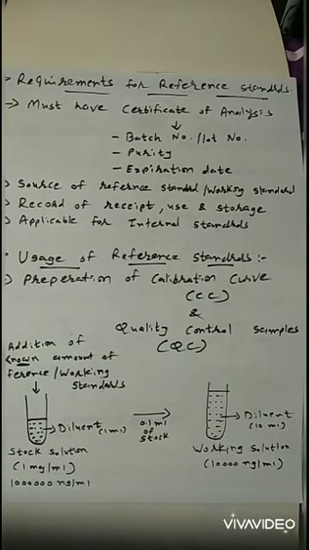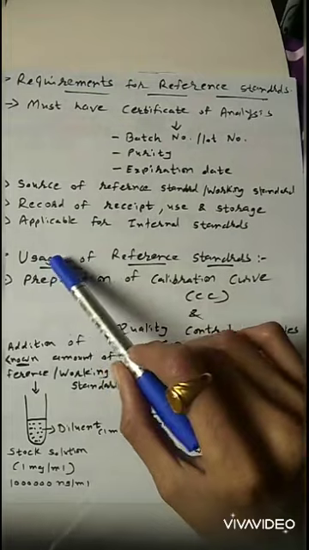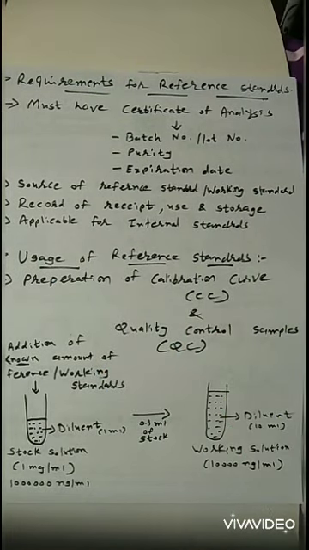So we should store the reference standard or working standard as per the temperature mentioned in the COA. Generally in the COA, storage temperature is also mentioned, and if it is not mentioned, then we should ask the supplier who supplied the reference standard what the storage temperature of this reference or working standard is. The same is applicable for the internal standards also.